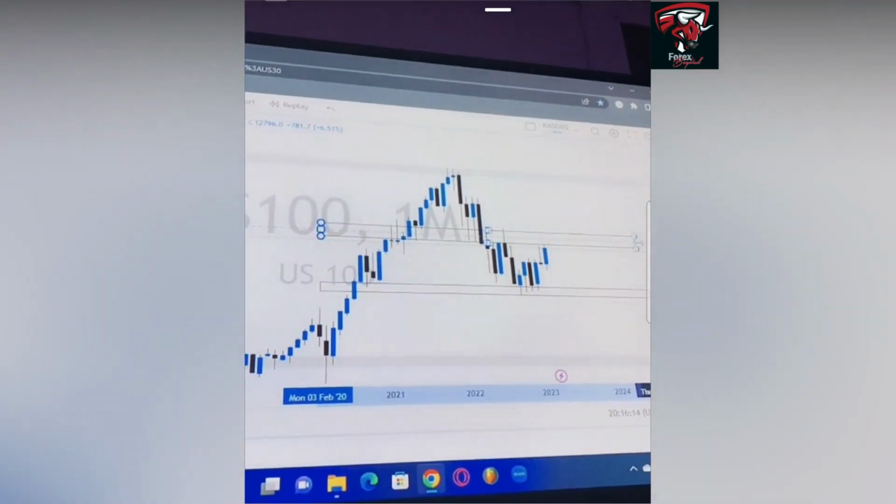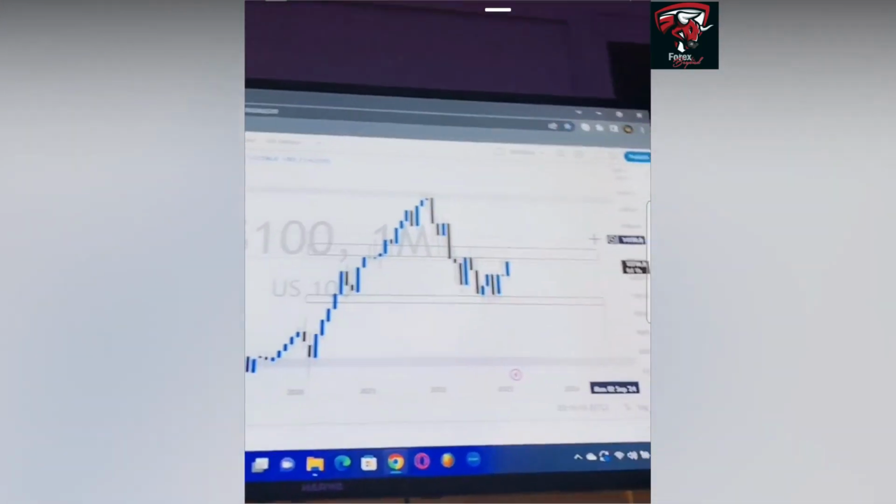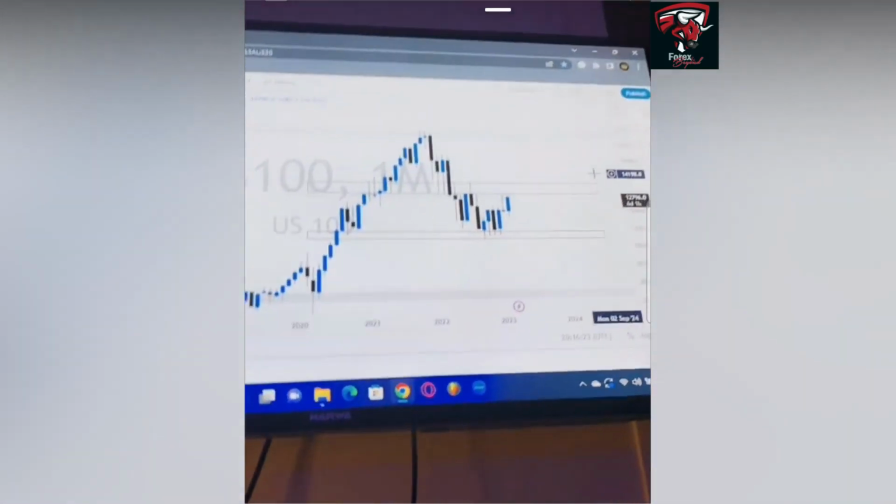Now that's how you draw a proper order block. I'm not talking about your SMC. Don't tell me about SMC. Don't tell me about whatever. Price action is the only way.